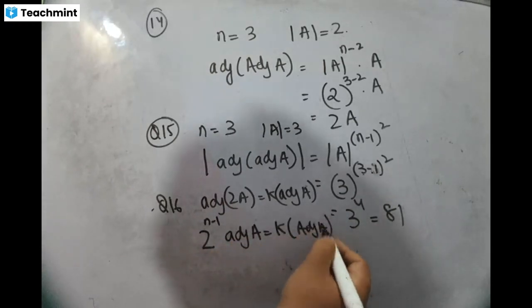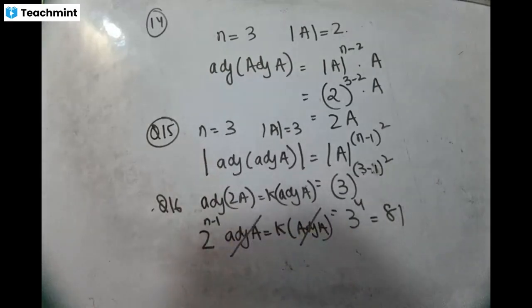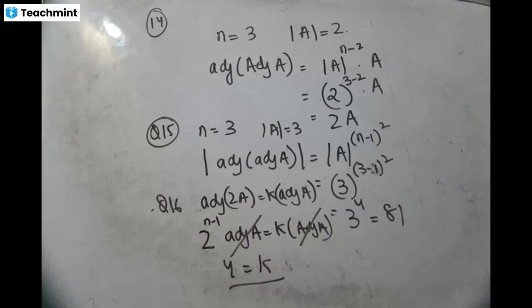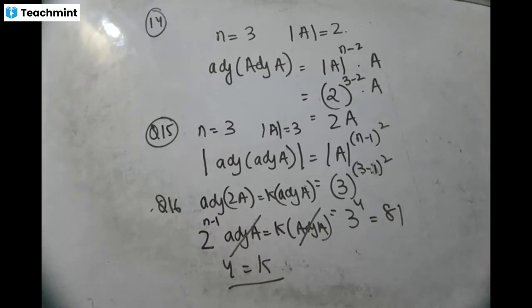So adjoint A and adjoint A get cancelled. The value of n is 3, so 3 minus 1 is 2, so 2 twos are 4, so K equal to 4. So in this case, the value of K equal to 4. So this is question number 16. Now look at question number 17.